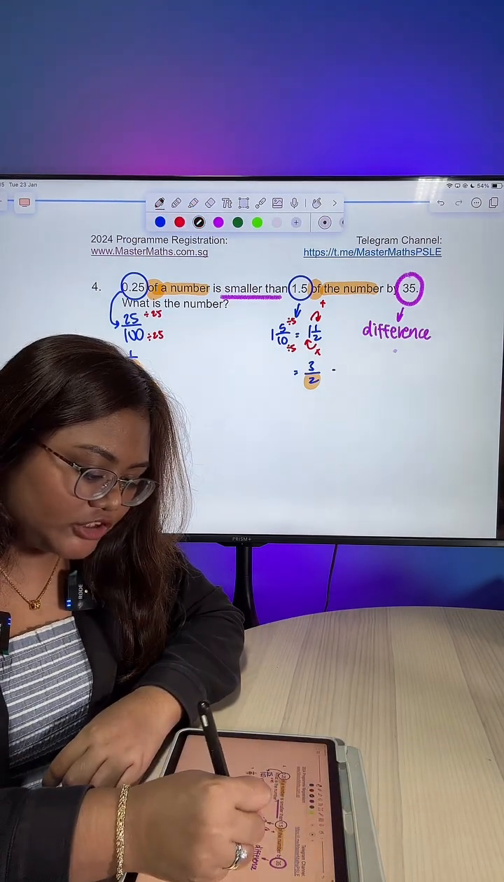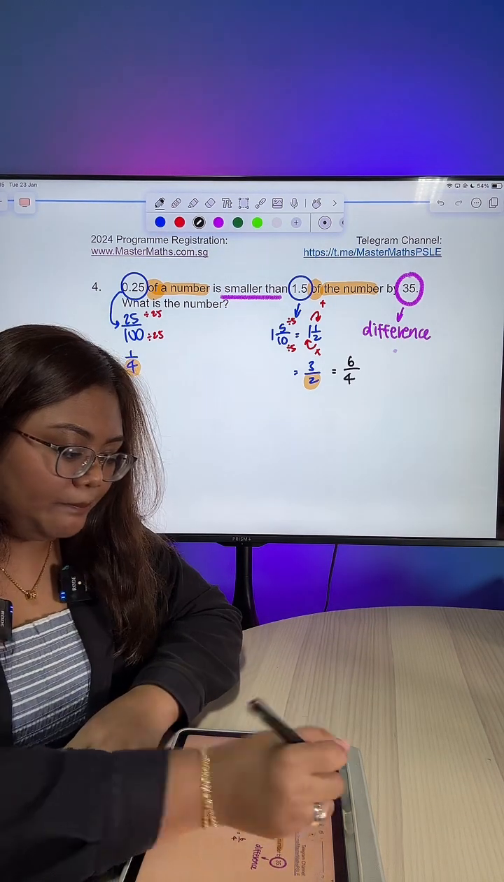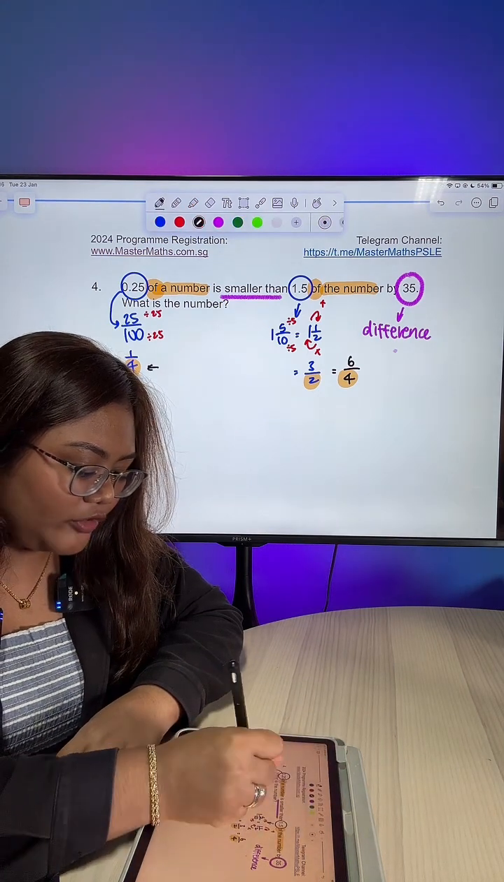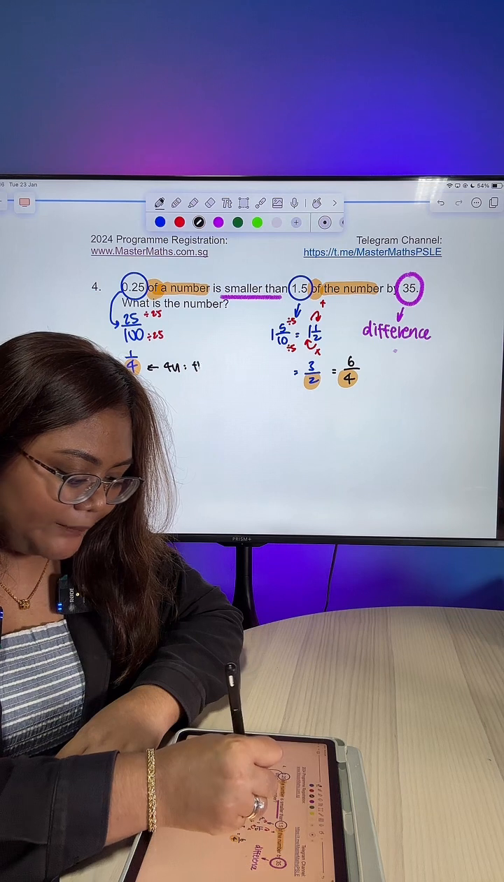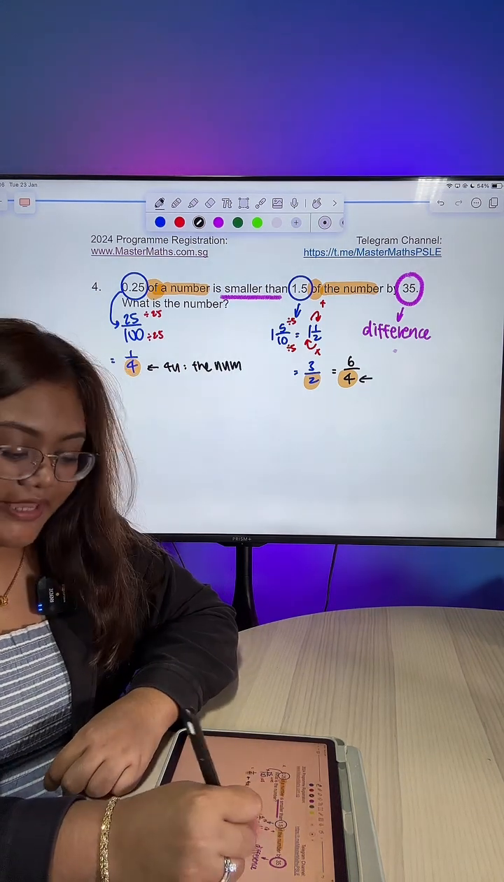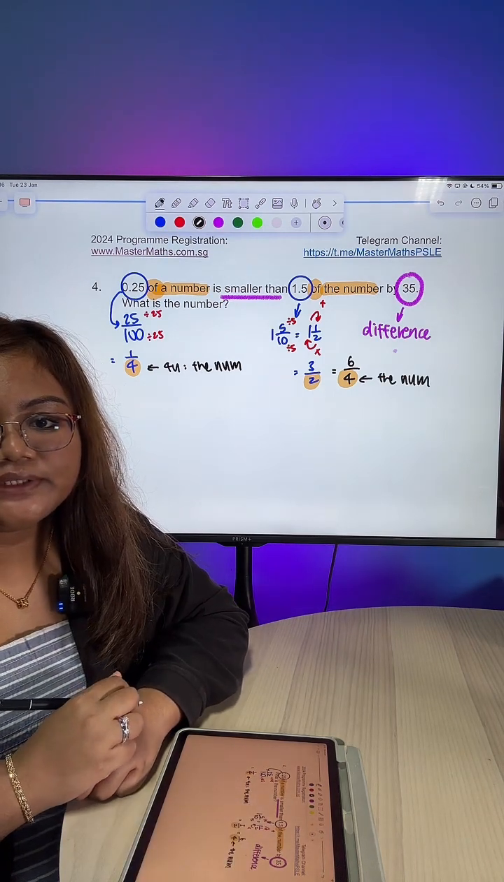So I have to change this into 6 out of 4, because they refer to the same number. So these 4 units is the number. Can everyone follow? Okay?